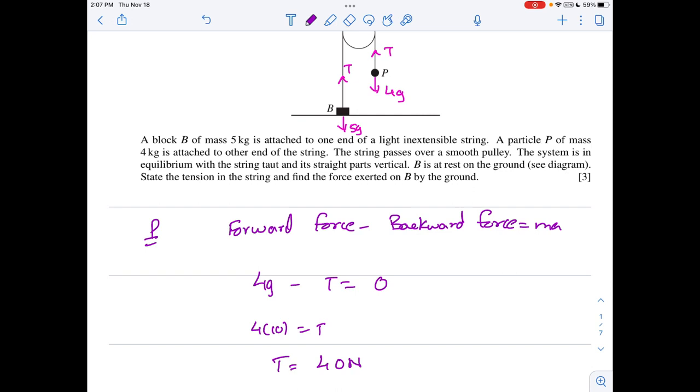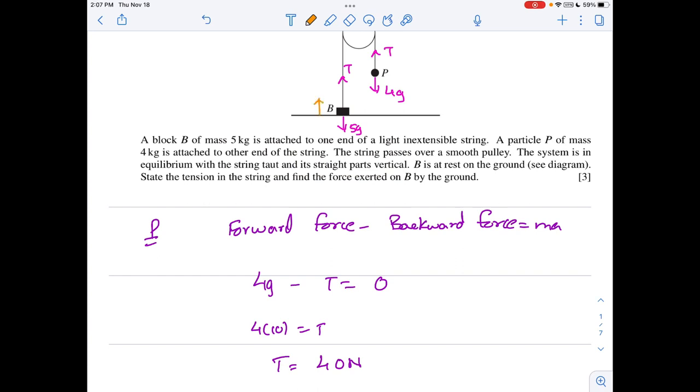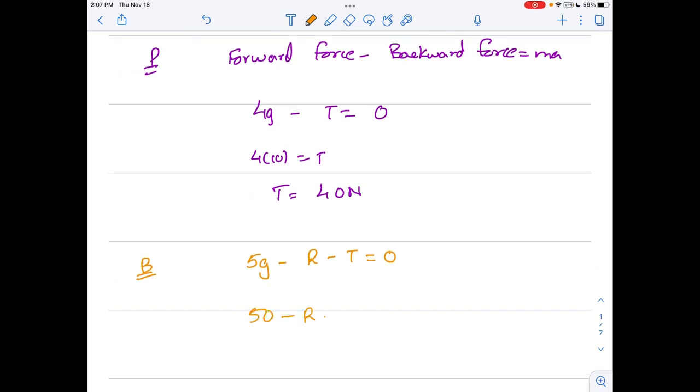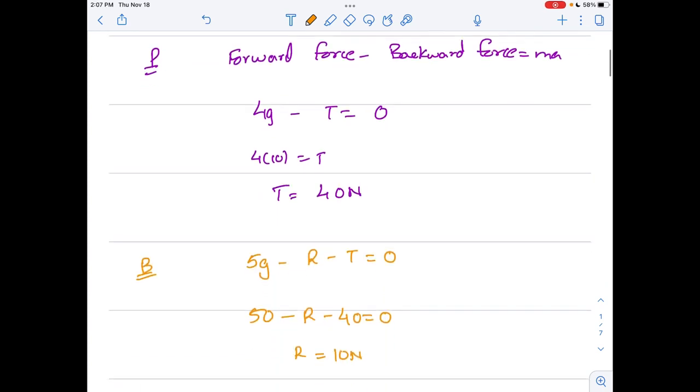Find the force exerted by B on the ground. So at B, the ground will also be exerting some force upwards. Forward force minus backward force is equal to MA. So 5g is the forward force, minus the backward force R, minus tension should be equal to 0. So 50 minus R minus 40 should be equal to 0. From there I get the value of R is 10 newtons. R is the force exerted by the ground on B in the upward direction.